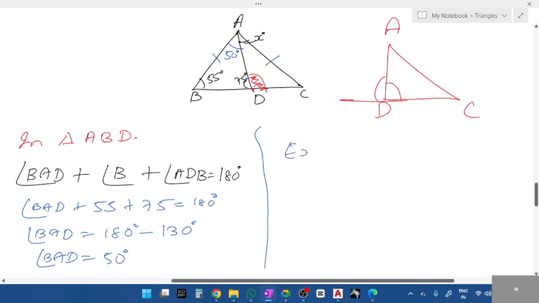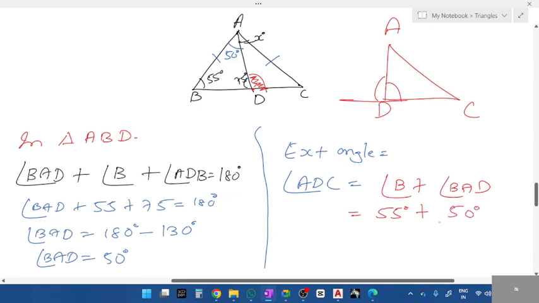What is the exterior angle formula? The exterior angle of a triangle is equal to the sum of the opposite interior angles. Which is the exterior angle here? Angle ADC is equal to... how will you get angle ADC? Sum of the interior angles. What are the interior angles? Angle B plus angle BAD. What is angle B? 55 degrees. And 50. How much is 55 plus 50? 105.